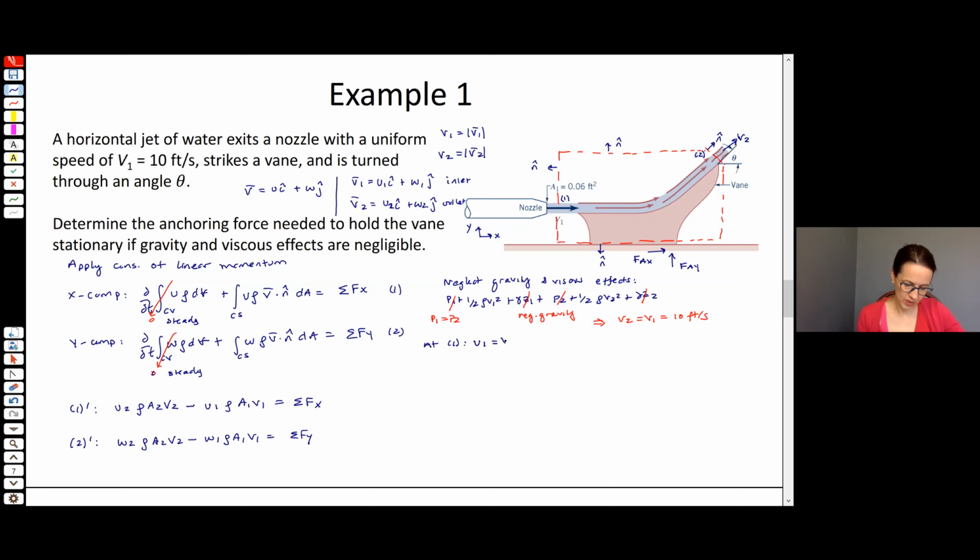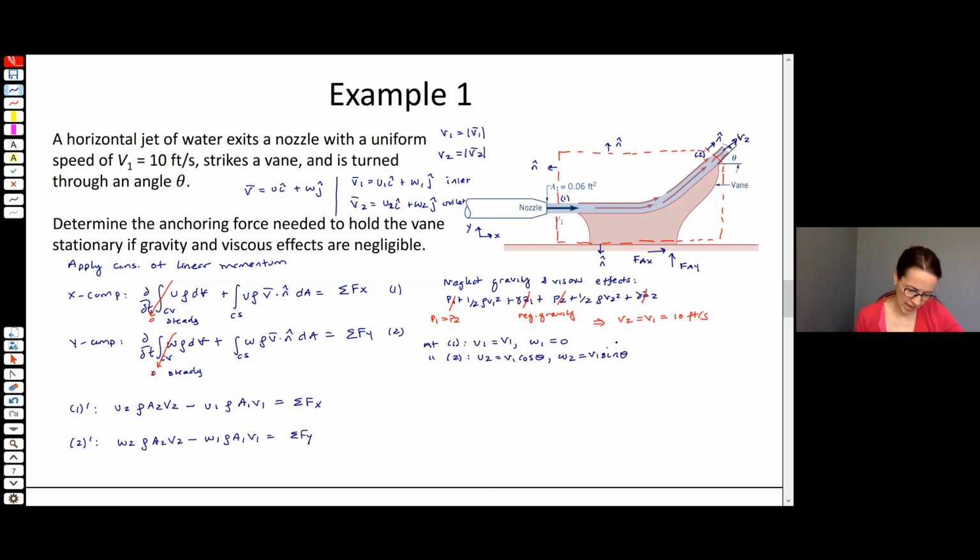All right, so at section 1, u1 is equal to V1 and w1 is 0, right? At the entrance, there's no vertical velocity component. At 2, at the exit of the control volume, u2 is equal to V1 cosine theta. w2 is equal to V1 sine theta. Okay.